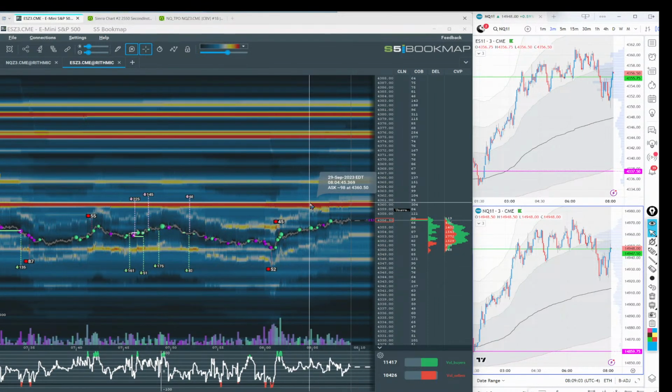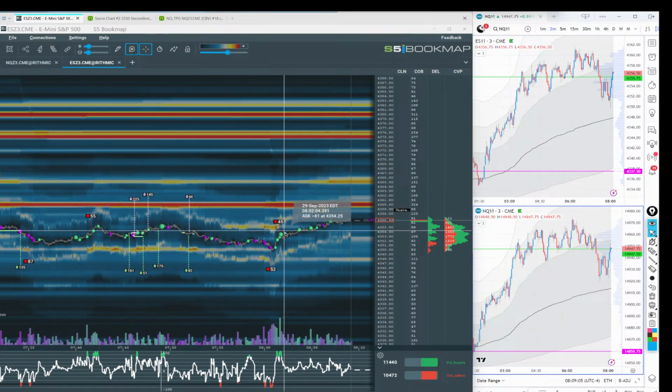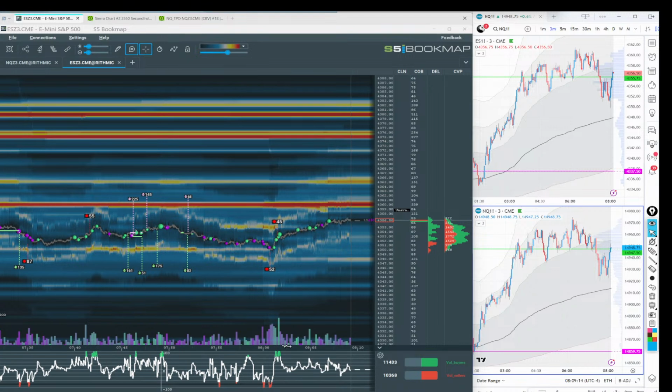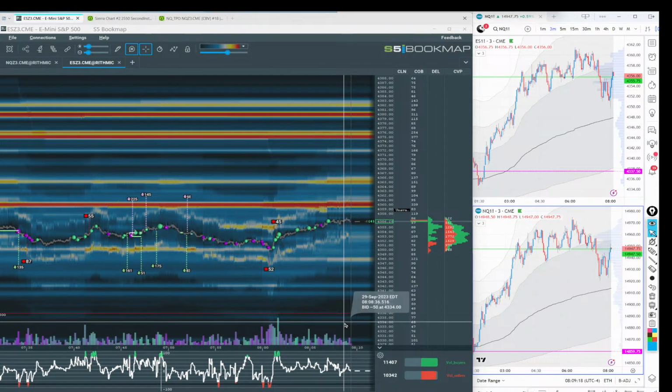For example, if you're playing back up towards this 4360 resting liquidity, and you've got that combination of the stop and this volume pressure, which obviously has some confluence and overlap with each other.